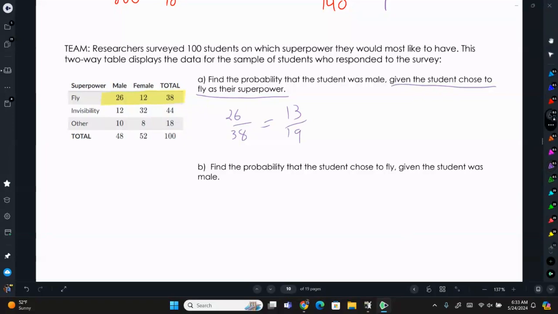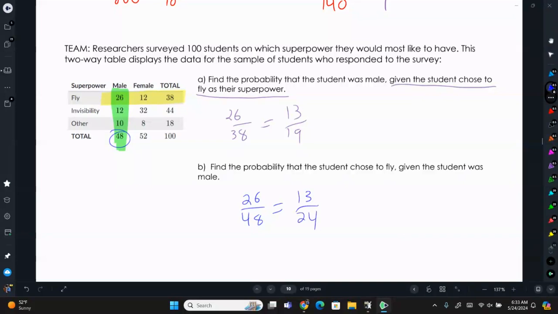Then find the probability that the student chose to fly given that the student was male. So that's the reverse of what we just did. A was find the probability that the student was male given that they chose flying as a superpower. B is find the probability that the student chose to fly given that the student was a male. So here are all the males. There are 48 total males, and the number that chose to fly were 26. So then it's going to be 26 out of 48, and we get 13 over 24.